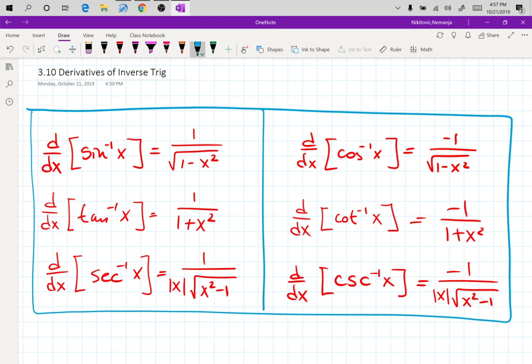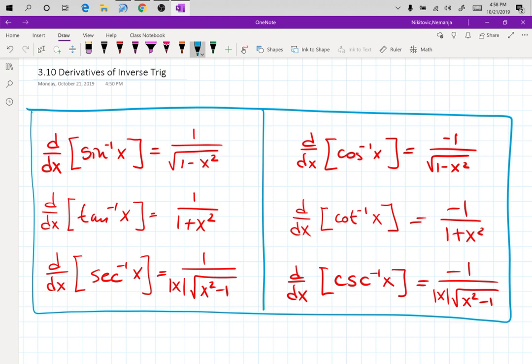And as I mentioned, the ones you will be using most are inverse sine and inverse tangent. The other ones do show up on exams here and there. But crucial for your future education, especially Calc 2, Calc 3, you absolutely must know inverse tangent and inverse sine.